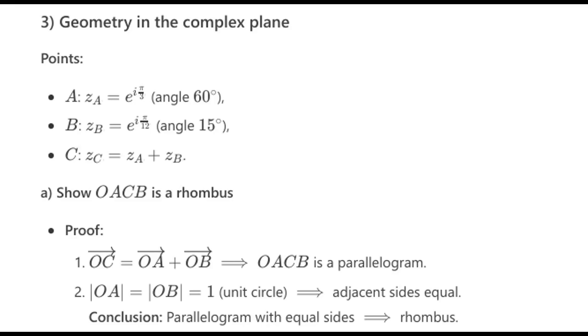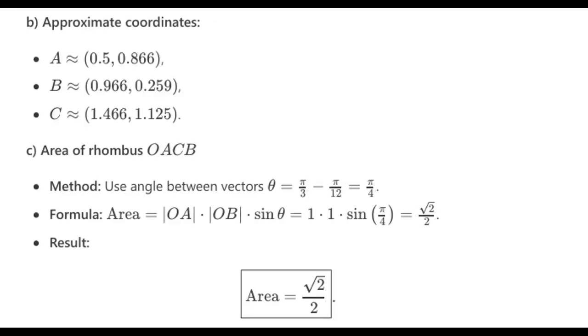Since z_C equals z_A plus z_B, vector OC equals vector OA plus vector OB. By the parallelogram rule, OACB is a parallelogram. Also, OA equals OB equals 1, so adjacent sides are equal. A parallelogram with equal adjacent sides is a rhombus. Question B, approximate coordinates. Point A, 0.5, 0.866. Point B, 0.966, 0.259. Point C, 1.466, 1.125.